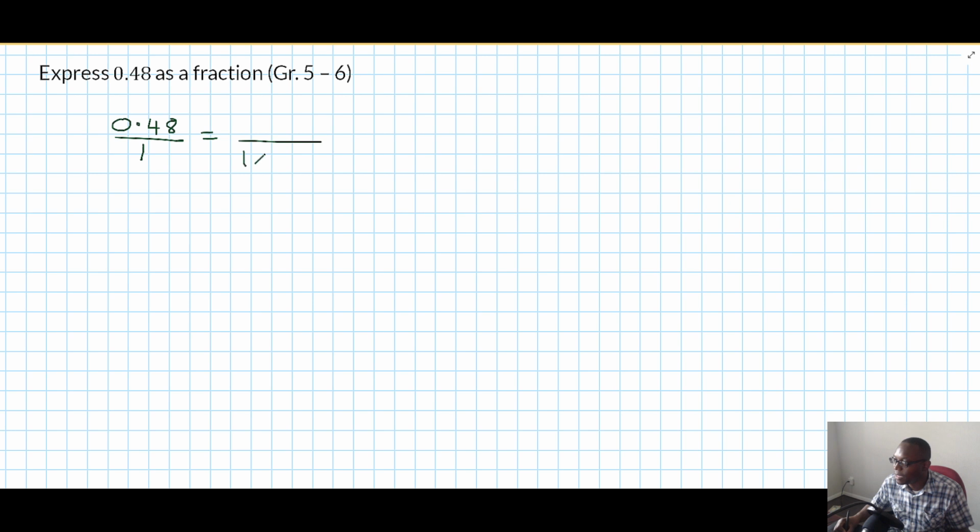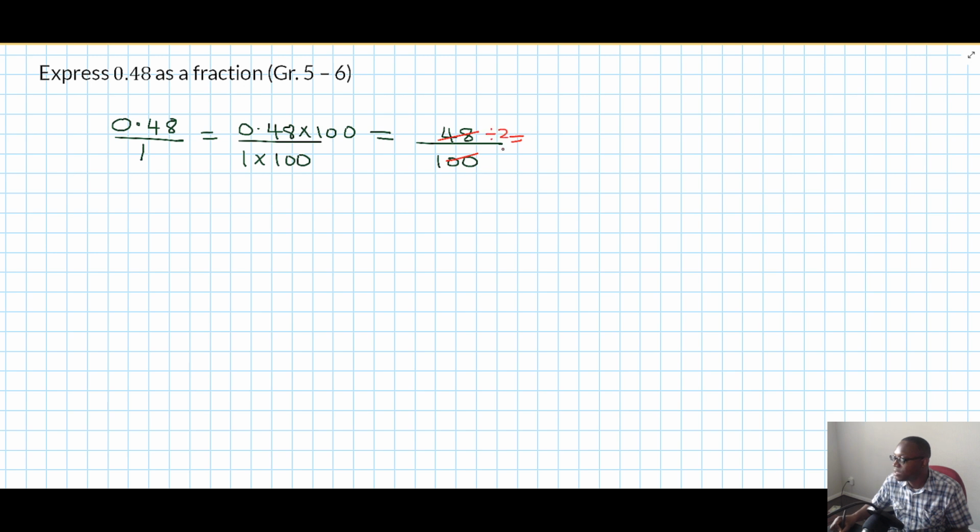So I'm going to multiply the denominator by 100. I'm going to multiply the numerator by 100. So now what I have here is 100 as my denominator. And then because I'm multiplying the numerator by 100, it means we just take the number after the decimal and make it a whole number. So that's 48. Now we're going to reduce this to its lowest form. This is an even number, so it's safe to say we can divide by 2. So let's go ahead. We can divide by 2.